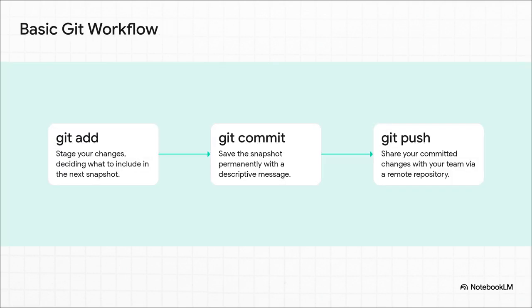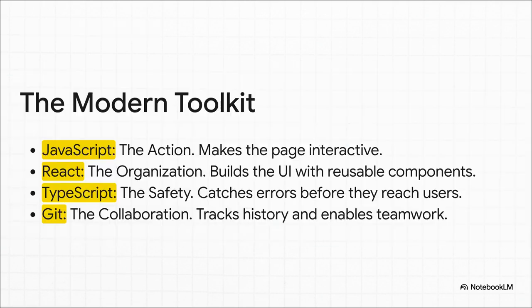The basic workflow is actually pretty simple. First, you use git add to choose which changed files you want to include in your next snapshot. Think of it like putting things in a box. Then you git commit them, which seals the box and puts a label on it describing what's inside. And finally, you git push, which sends that box to a shared central place where the rest of your team can access it.